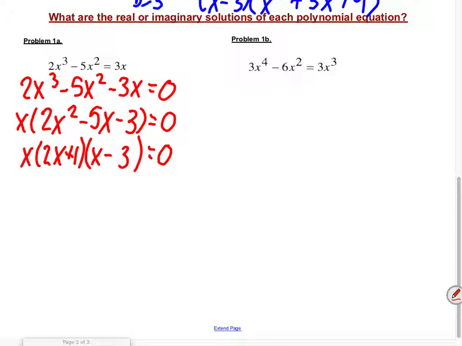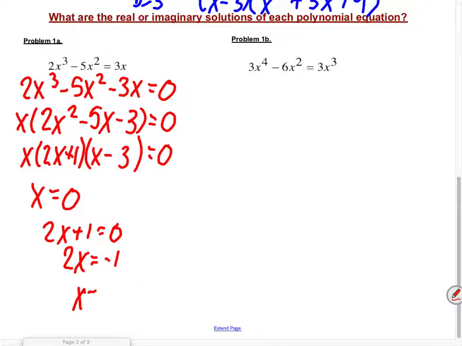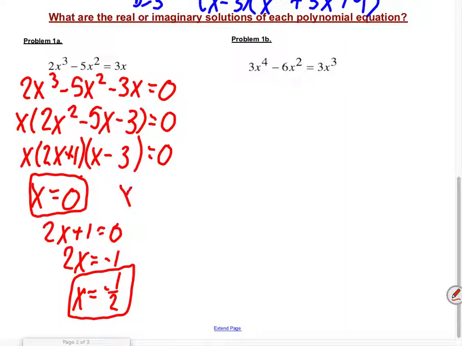If each part is equal to 0, what is this 0? x is 0. How do we know? Because we set each part equal to 0 just like we did in the last problem. 2x plus 1 also has to equal 0. How would I get what x is? Subtract 1 and then divide by 2. So another zero is negative 1 half. And what would this 0 be from here? 3. So we found all 3 x's.